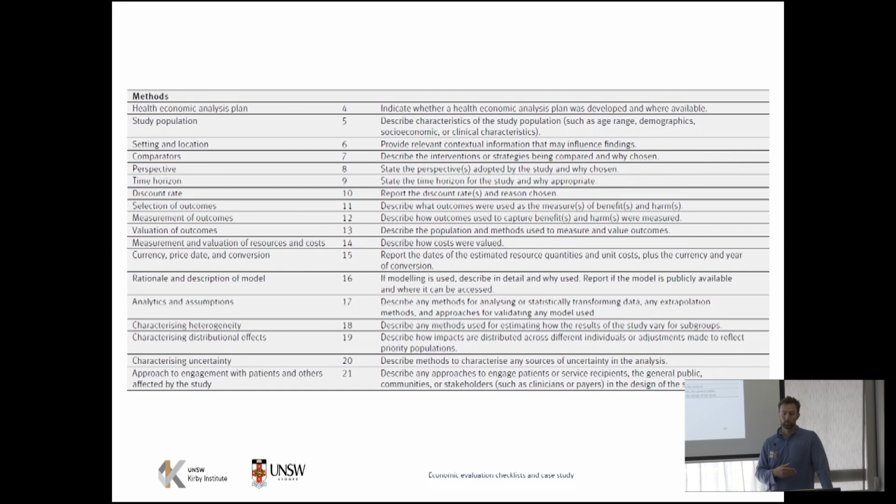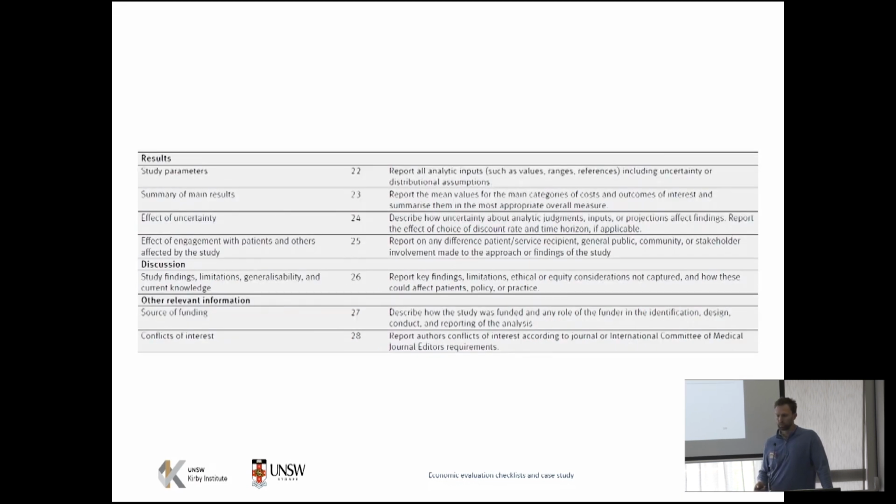Where are the key areas of uncertainty in your model or your evaluation, and how important are those uncertainties? And then finally, this is a new one on the 2022 CHEERS checklist, the approach to engagement with patients and others affected by the study. All right. Are there any questions about that, the methods aspect? No? All right, we're going to talk a bit more about that as we go into the case study and then also onto the group work.